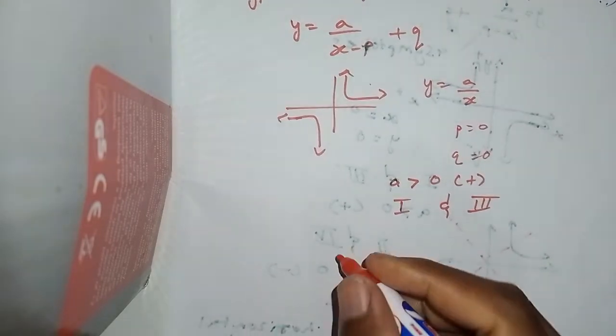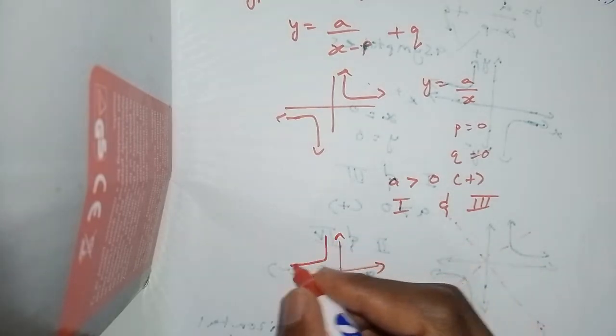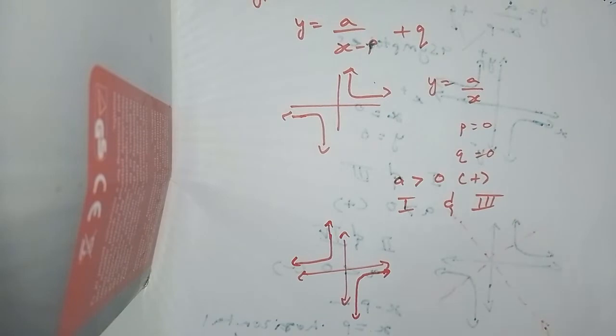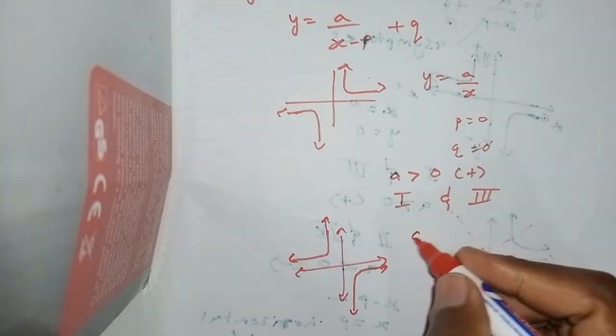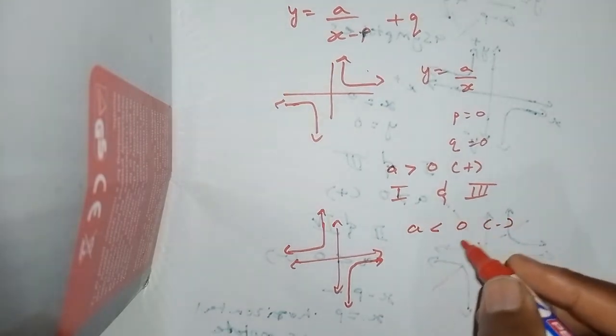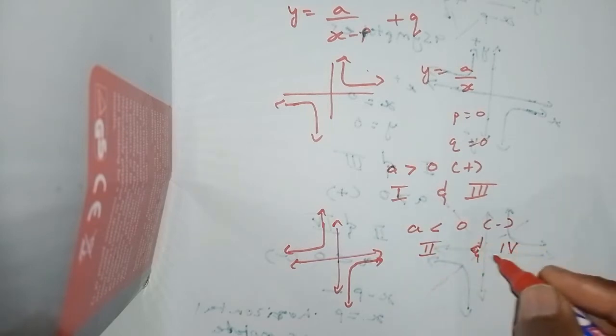Now, what if this is my graph, this is where my graph lies? What can I conclude about this graph? I can simply conclude that a in this case is less than 0, or negative. When a is negative, my graph will lie in the second and fourth quadrant.